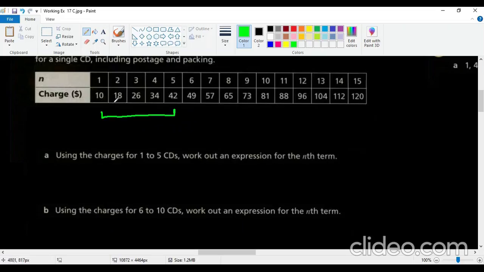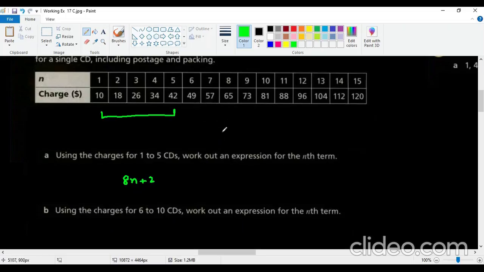So the difference between them is 2. That means it's going to be 2n. The difference between these is 8, so 8n. And to make 8 a 10, you need to add a 2 to it. Okay, so this is an expression using the charges for the 6 to 10 series.